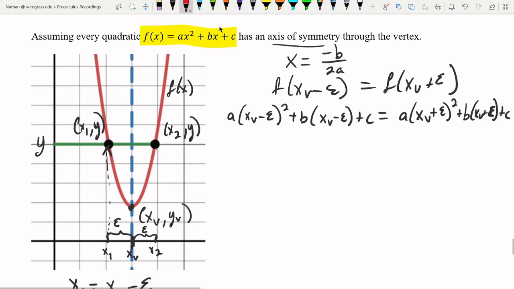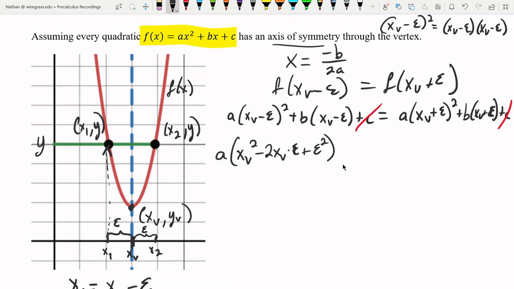First off, I can actually cancel out the c's from both sides. And then I'm going to expand (xv minus epsilon) squared. That is just (xv minus epsilon)(xv minus epsilon). Same thing is true for (xv plus epsilon) squared. I'm going to actually distribute this whole thing out. I multiplied b through here as well. I haven't distributed a through there yet. That's going to be the next step.